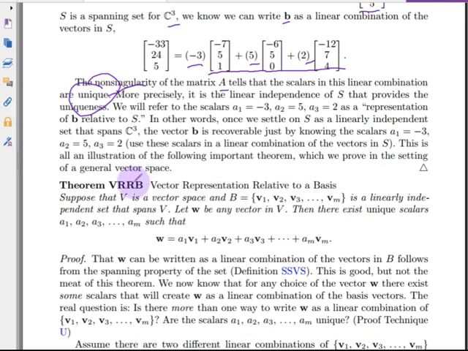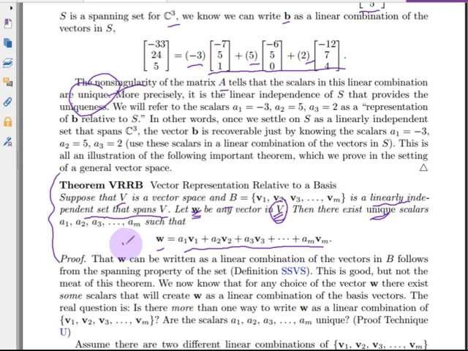Okay? So we're going to encapsulate that result in a theorem. And here's the theorem. Suppose that V is a vector space and B is a linearly independent spanning set for V. So linear independence is very important. That means there's no non-trivial linear dependence relation between them. Let v be any vector in this vector space V. Then there exist unique scalars such that that arbitrary vector in the vector space can be written as a linear combination of the vectors in the spanning set.